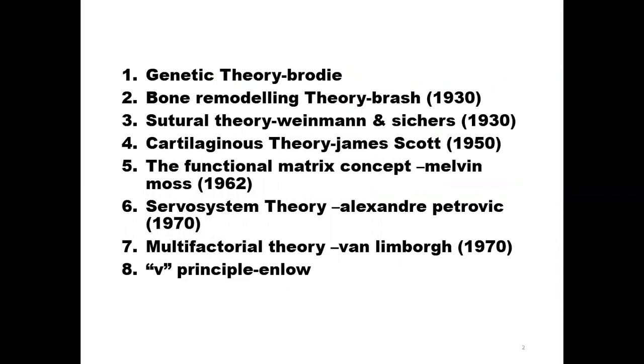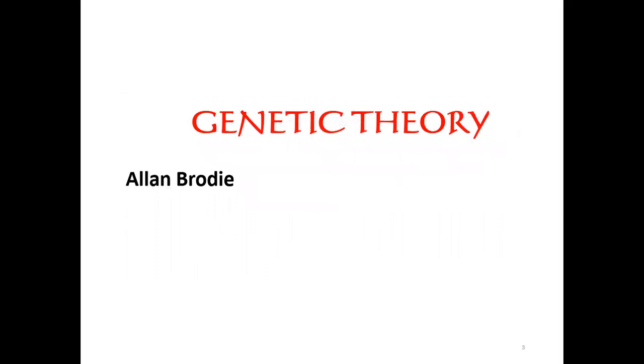Fourth one is cartilaginous theory, which was introduced by James Scott. Fifth one is the functional matrix theory, which was introduced by Melvin Moss. Sixth one is the servo system theory, which was introduced by Alexander Petrovic. Seventh one is a multifactorial theory, which was introduced by Van Limburg. And the last one is Enlow's expanding V principle. So we will be discussing each theory in detail.